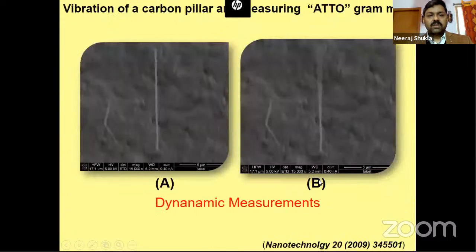And this is some dynamic measurement that you can use as an autogram mass sensor. You can make a pillar and vibrate it. If you remove some mass, the frequency will change, and delta F will translate into delta M, and that will be an autogram mass sensor. That was published also in a very good journal, and you can use the pillar vibration to measure the sense. So this is a dynamic measurement, not a static measurement.